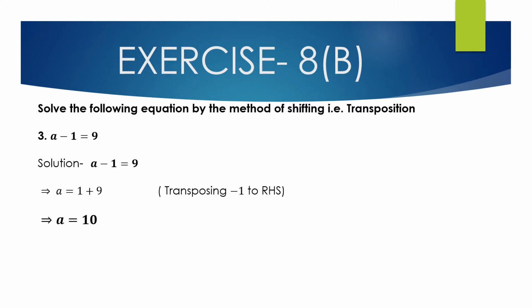Now we solve question number 3. Question number 3 is a minus 1 equal to 9. This is the equation given and we have to solve the value for the variable a using the method of transposition or method of shifting. Then a will be, minus 1 transposed to the right hand side, minus 1 changes to plus 1. Then a will be 1 plus 9. Transposing minus 1 to the right hand side, minus 1 changes to plus 1. Then 1 plus 9 is 10. Now we get a equal to 10. Now the value for the variable a is 10.